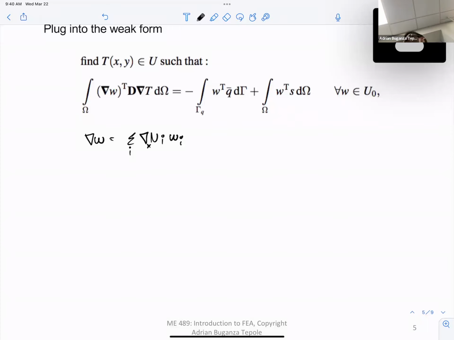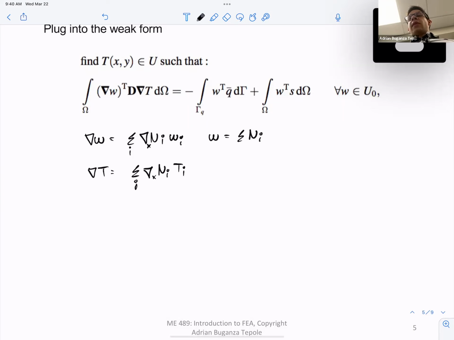But this will be the gradient of W. Again, sum of the gradients of the shape functions times the nodal values. The gradient of the temperature is the sum of the gradients of the shape functions as well times the nodal values. W is going to be just the sum of Ni Wi, and that's all we need. There's no temperature appearing.